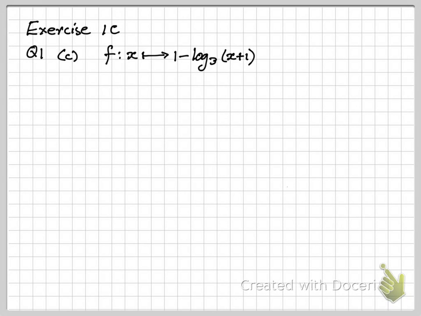Okay, now we're looking at question 1, part C. We've got to find the domain and range. For the domain, that's the permissible values of x. We know that a log function can't take 0 or a negative value, so that means that this bit here that goes into the log function must be greater than 0. So x plus 1 must be greater than 0, so therefore x has to be greater than minus 1.